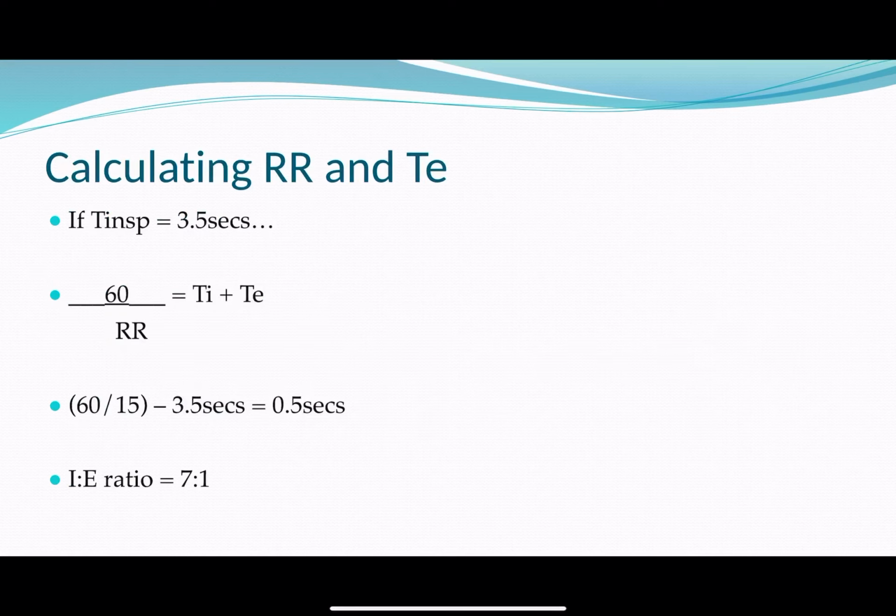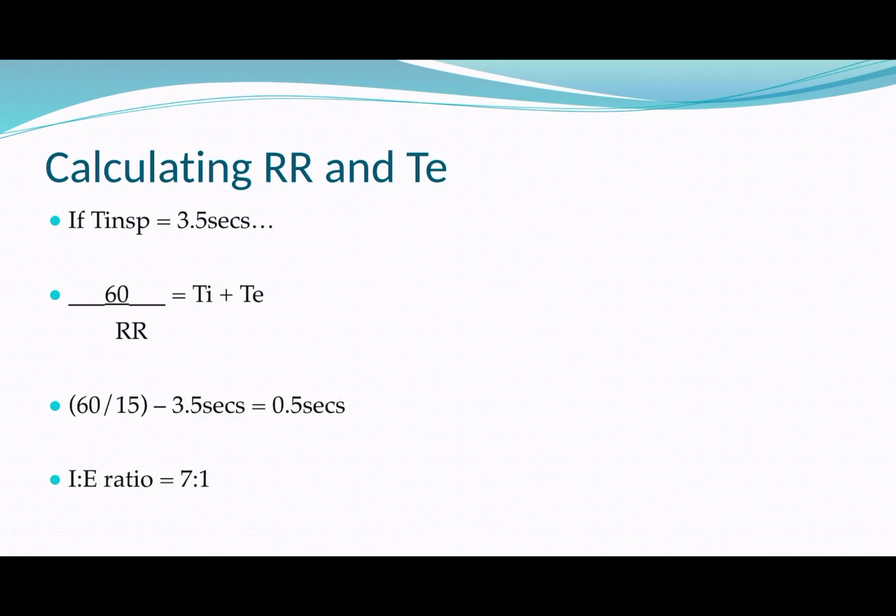So let's say you've got an inspired time of 3.5 seconds. You can work out what your TE is with this little equation. There are 60 seconds in a minute, so 60 divided by your respiratory rate is equal to your respiratory cycle, the amount of time that you're in inspiration and expiration, so your TI and your TE.